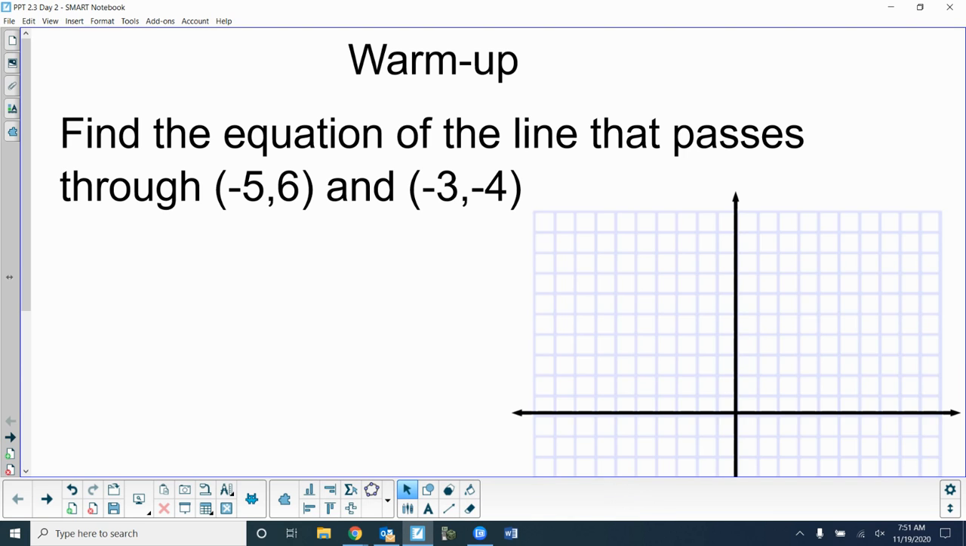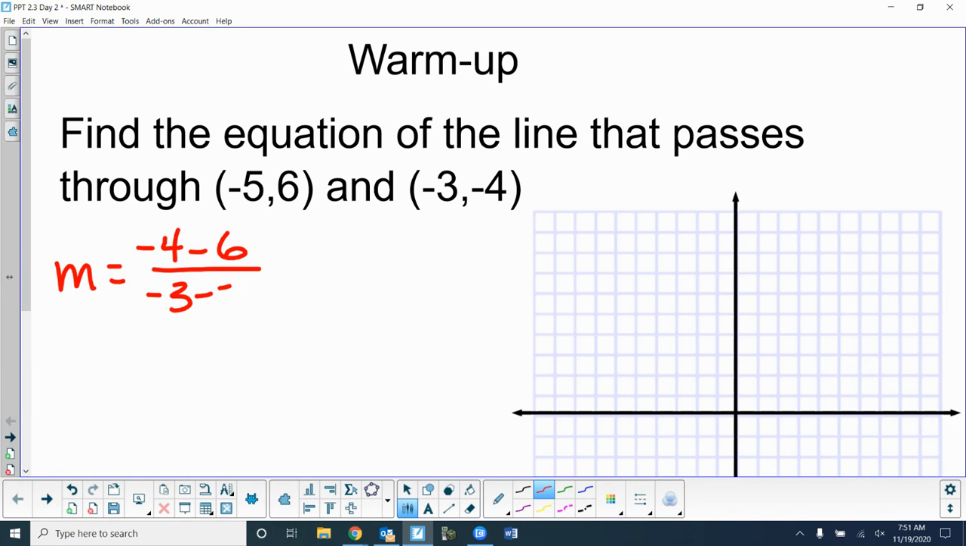All right. So what's the first thing we got to do in this problem? Find the slope. Very good. So we use our slope formula, second y minus the first y over second x minus the first x. Minus the negatives, plus, right? So I get negative 10 over 2, which would be negative 5 over 1, right?